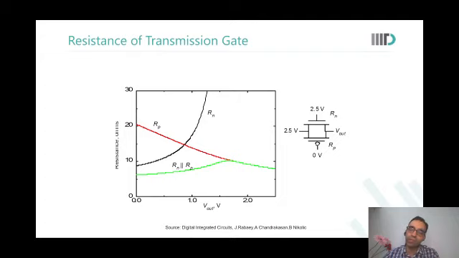So why then use a transmission gate? Why waste area? Area is gold. So it depends on the application which I will be using.